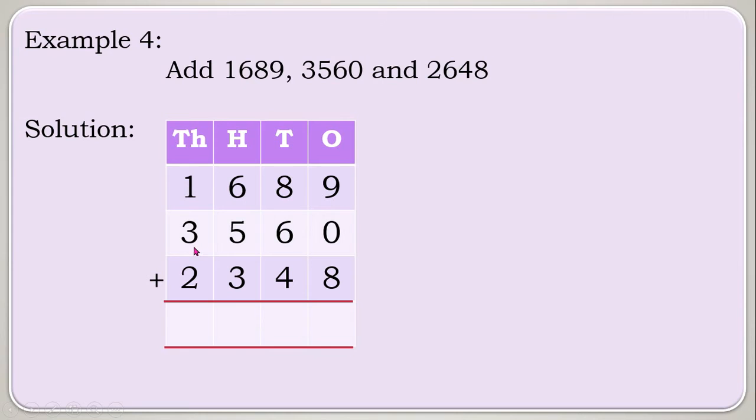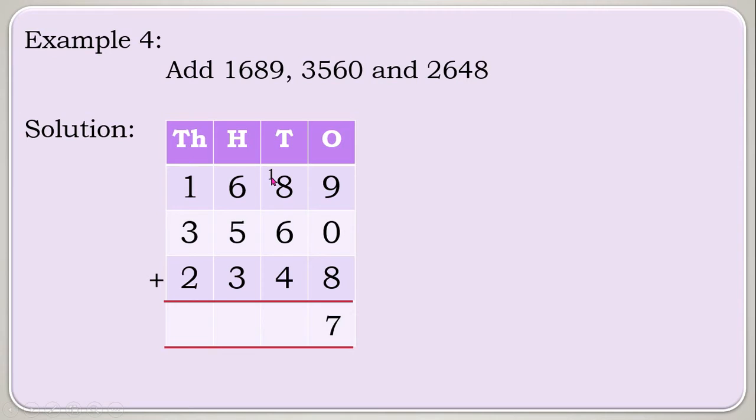1689, 3560 and 2348 are written in the table according to their place values. Now let us add the digits in ones place. That is 9 plus 0 is 9, 9 plus 8 is 17. I will write 7 in ones column and carry over 1 to the next column, to the tens column.